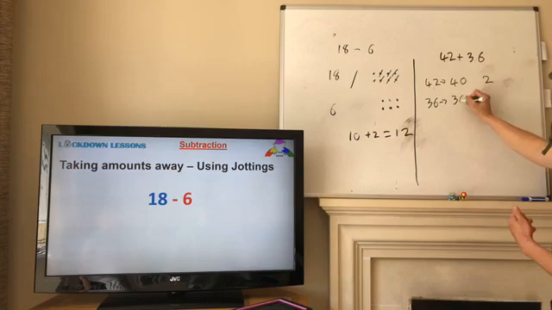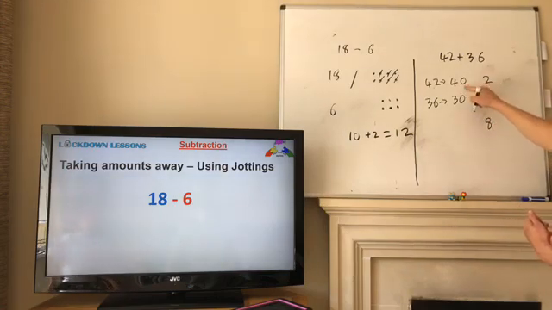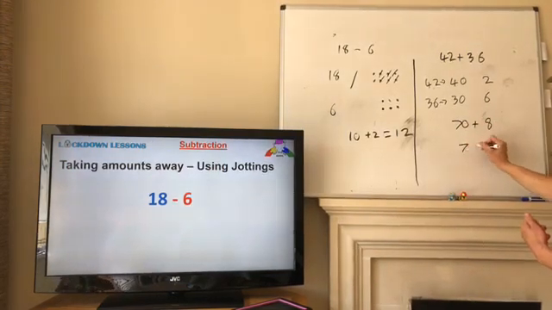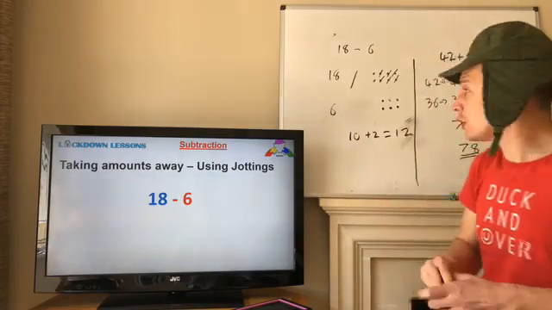36 is 30 and 6. Then we can say, well, 2 and 6 is 8. 40 and 30 is 70. Add those together, gives us 78. So it's a faster way to do it, but it's up to you.